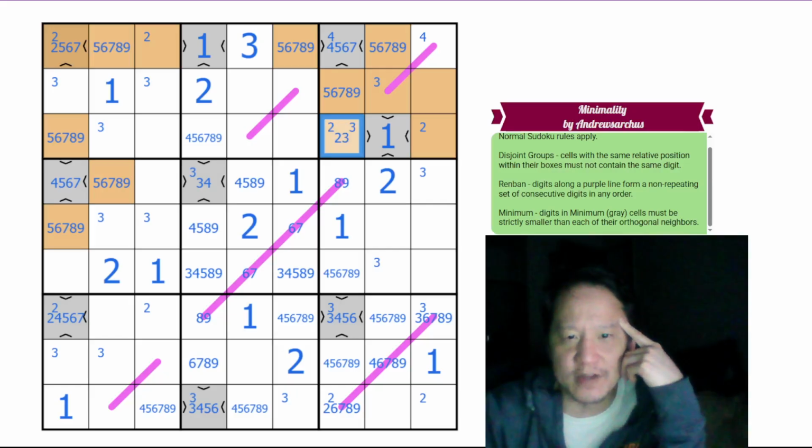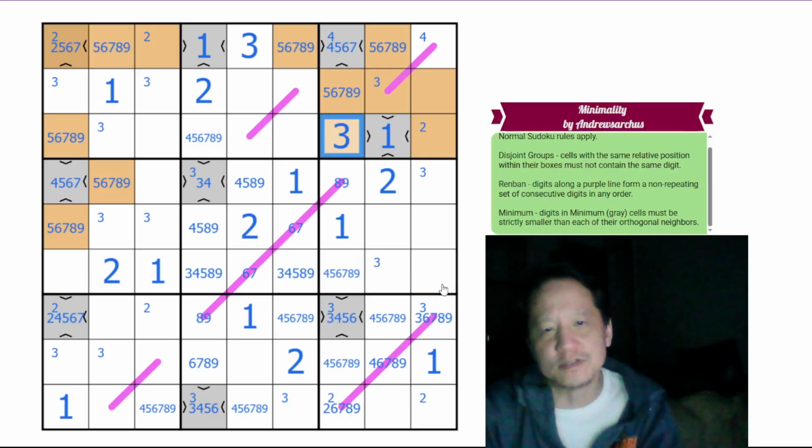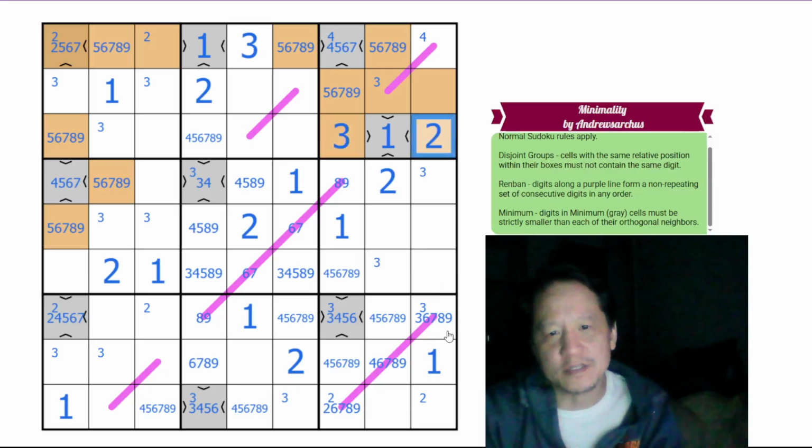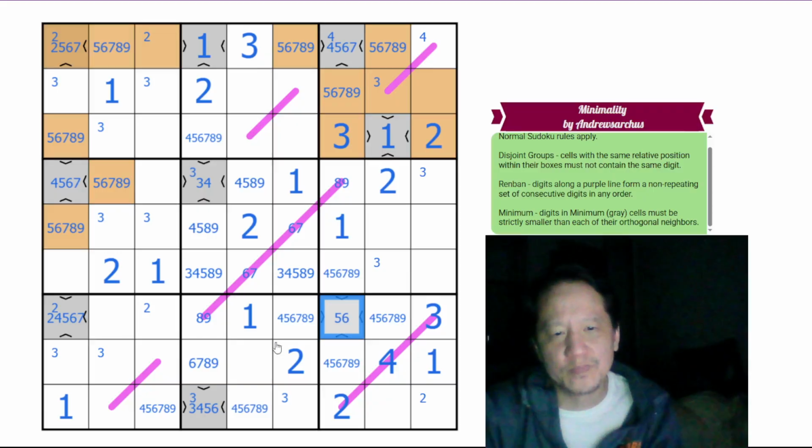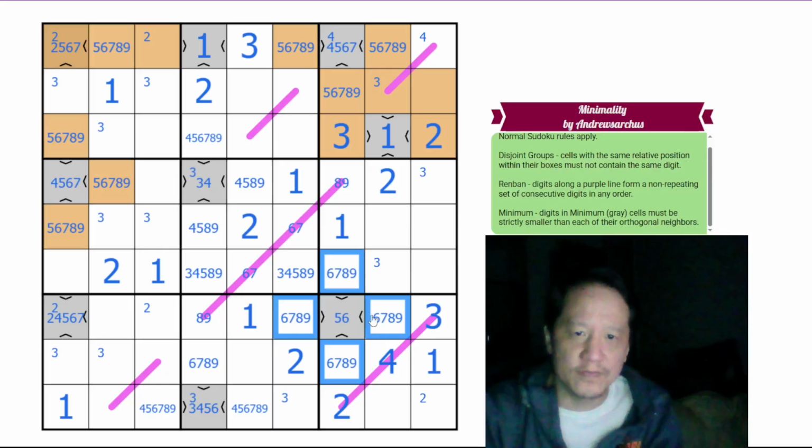So that was if that was 2. So if it's not 2, this is 3. So then this is 2. This becomes 2 here, 3 and 4. No 3 and 4. This has to be greater than 5 or 6. So no 4 or 5.